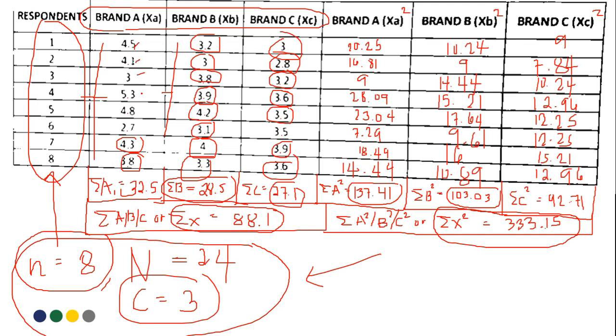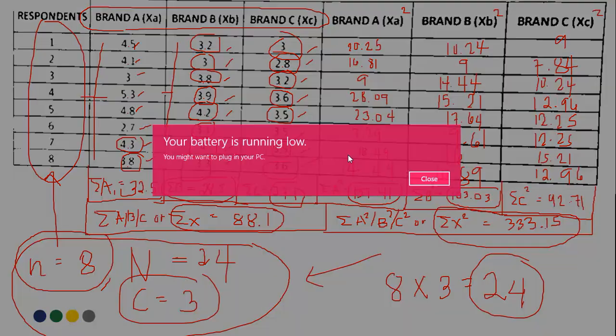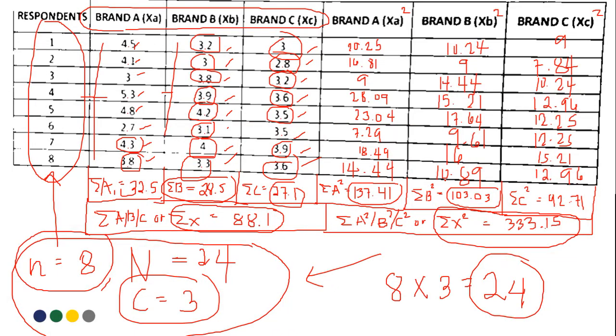1, 2, 3, 4, 5, 6, 7, 8, 9, 10, 11, 12, 13, 14, 15, 16, 17, 18, 19, 20, 21, 22, 23, 24. That is the mano-mano. But, kunin mo yung respondent times yung brand. Ilan brand ba yon? 3, di ba? O yan, 24. Shortcut. Gets po? Okay na ba? Wala na bang tanong sa chat box? Sir, wala naman.